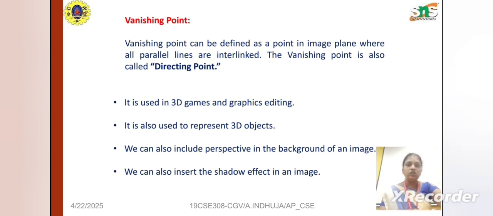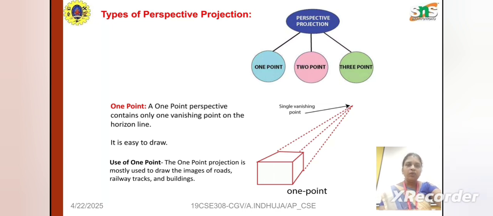Based on this vanishing point, we have 3 categories of perspective projection: 1 point, 2 point and 3 point vanishing points. When we have only one single principal vanishing point, it comes under the 1 point category. The 1 point projection plane is mostly used to draw images of roads, railway tracks and buildings. When we consider lengthy objects like roads, railway tracks and buildings, the 1 point principal vanishing point comes into play. So these types of realistic objects come under the 1 point category.